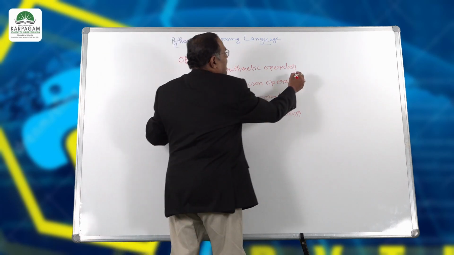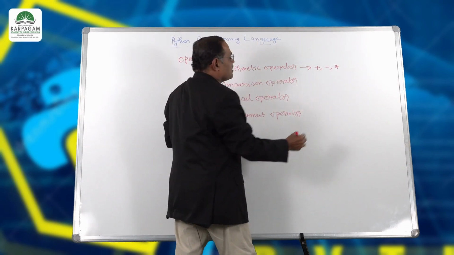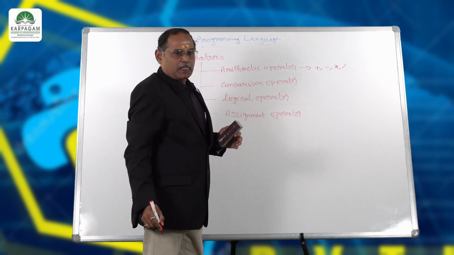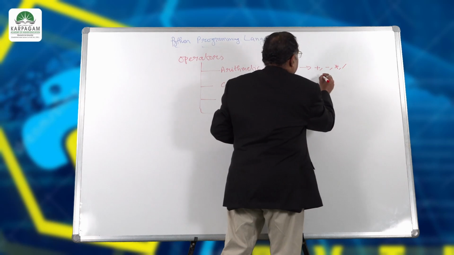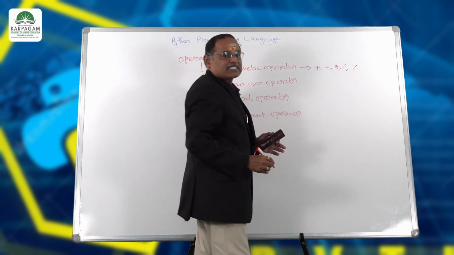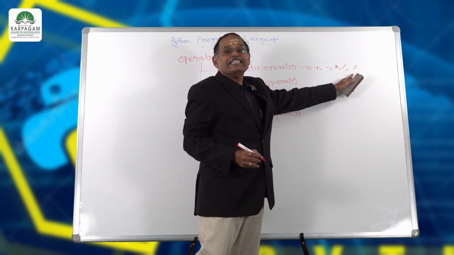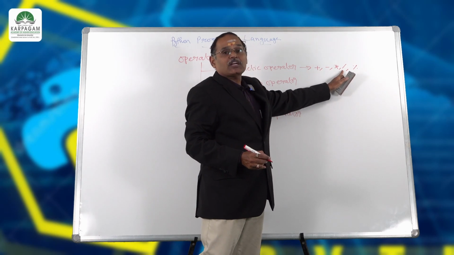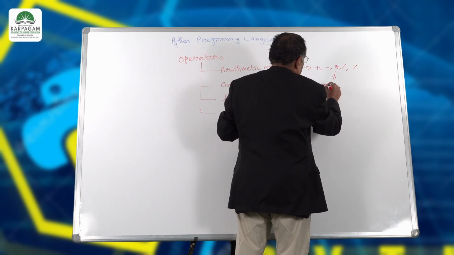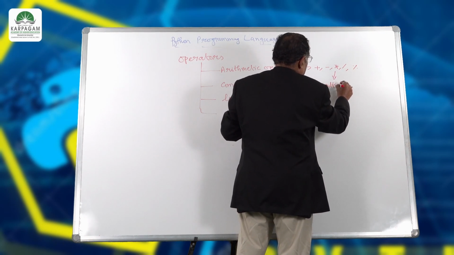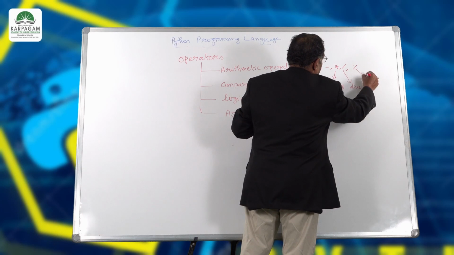First is the arithmetic operator, that is plus, minus, asterisk for multiplication, then slash for division. These are the regular operators which we have seen in other languages also. Here we have percentage, like in C, C++ and also in Java, which we call the remainder operator. This is only for integer data type, and slash is for integer and also for float data type. So this is for multiplication, this is for division, and this is for remainder.